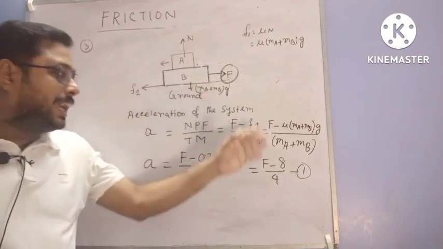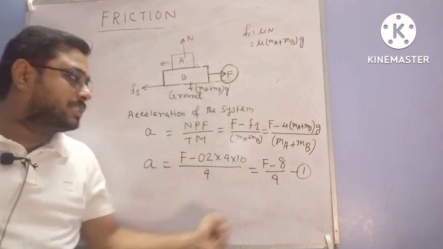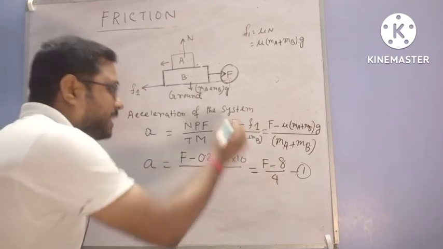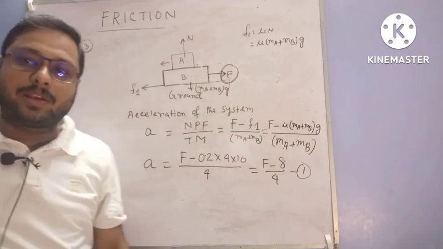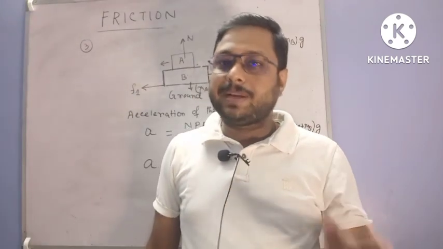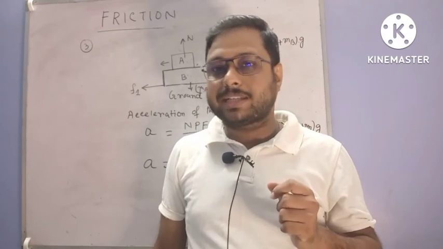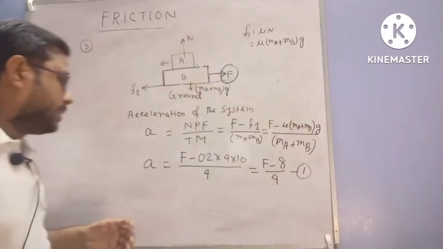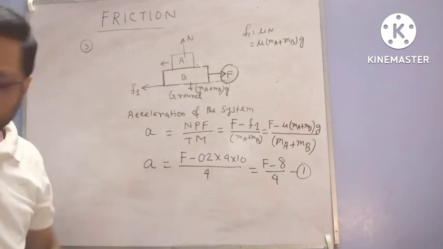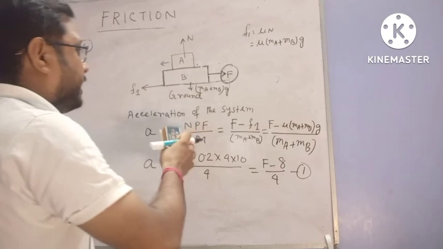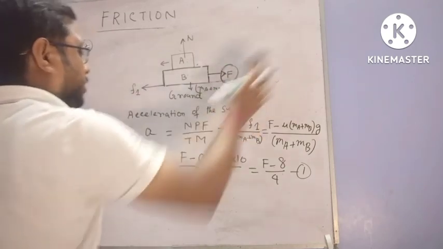The acceleration of the whole system is a equal to (F minus 8) by 4. What is F? F is the maximum value of the force which is given to B so that A does not slide over it. Now a equal to (F minus 8) by 4. Now here a twist occurs.